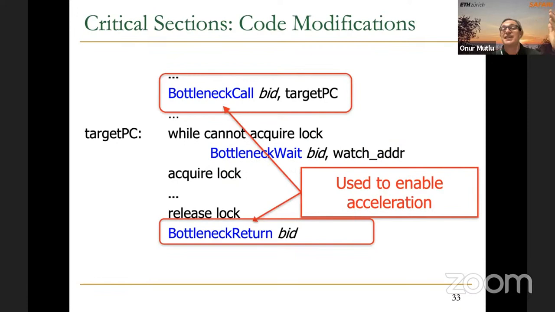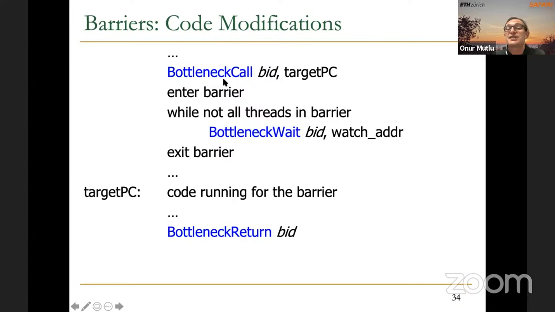Okay, so you can do a similar thing for barriers. So this is a barrier, basically. This is the code running for the barrier, and you return once you finish the barrier. This is the bottleneck call. And here you enter the barrier, and you basically wait unless all threads are in the barrier. And this is where you wait, basically. If you're waiting over here, some other thread is the bottleneck, and you need to identify that.